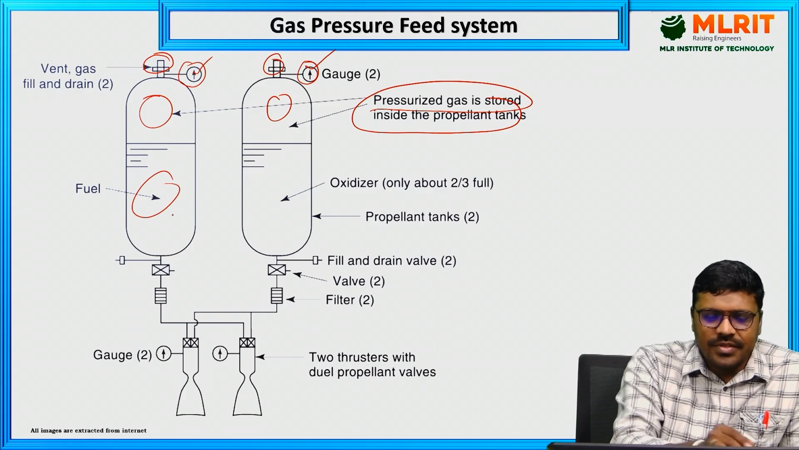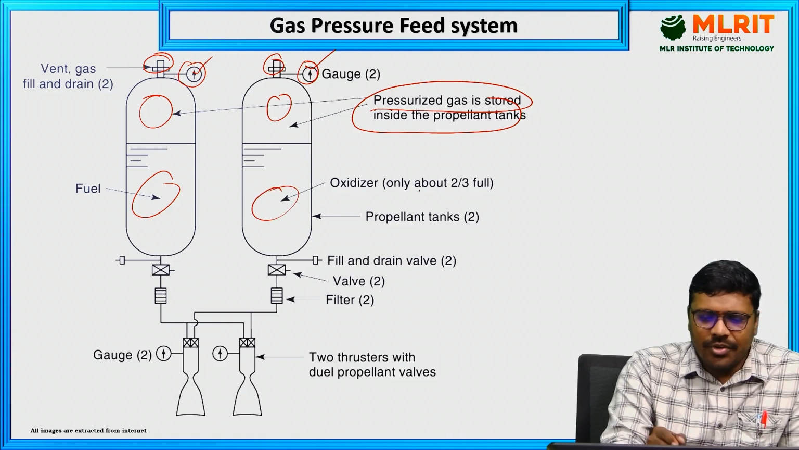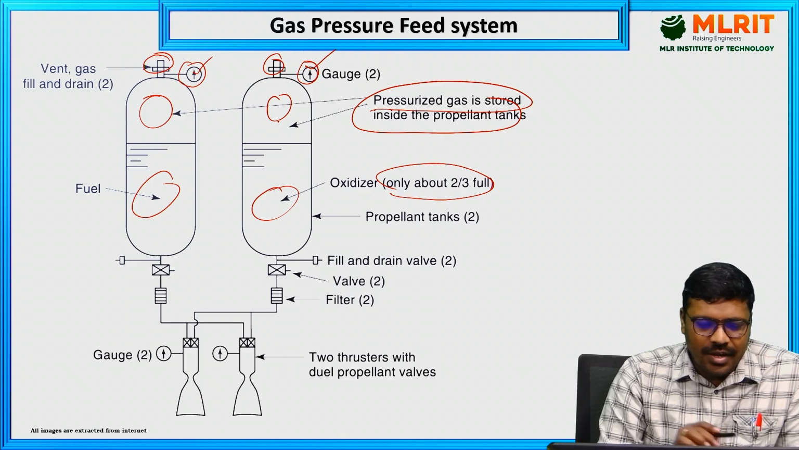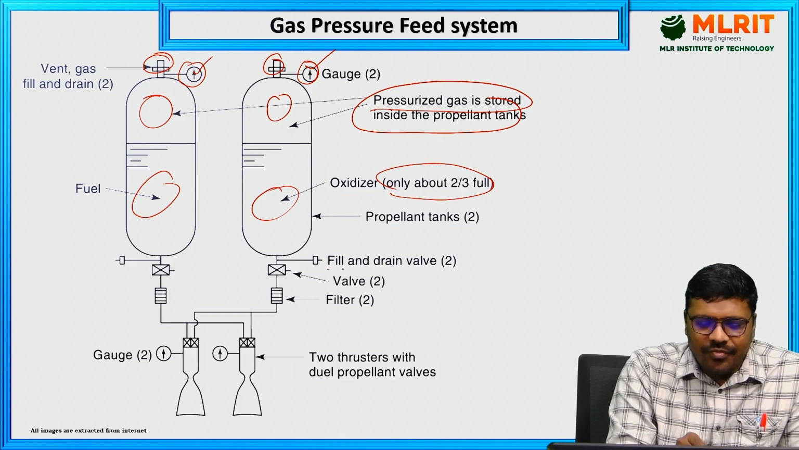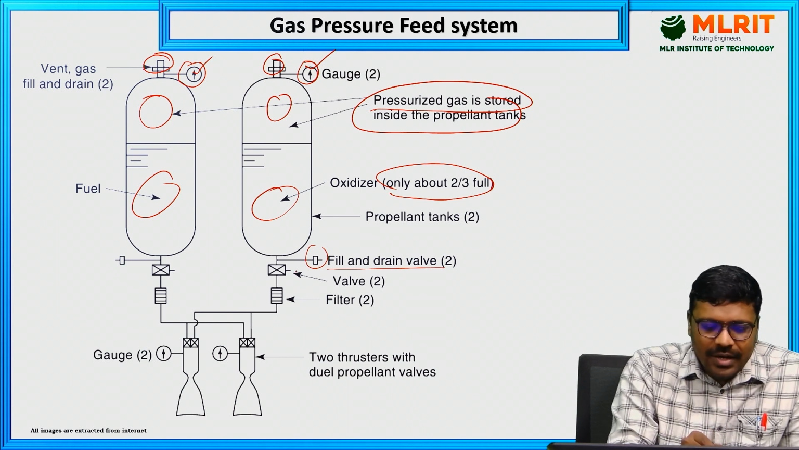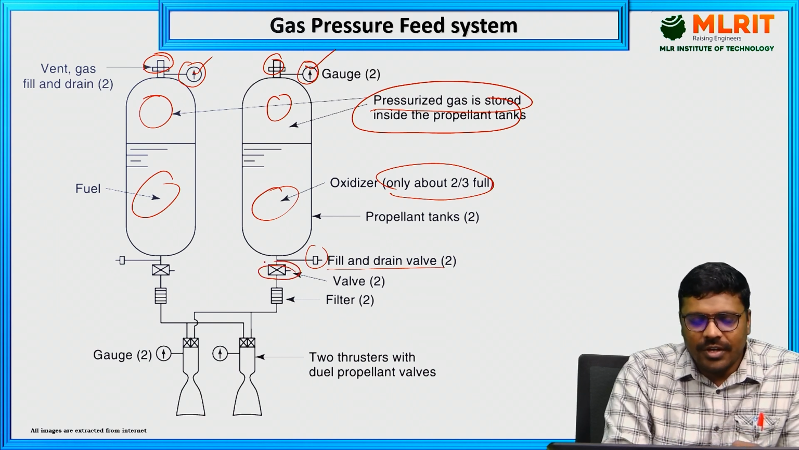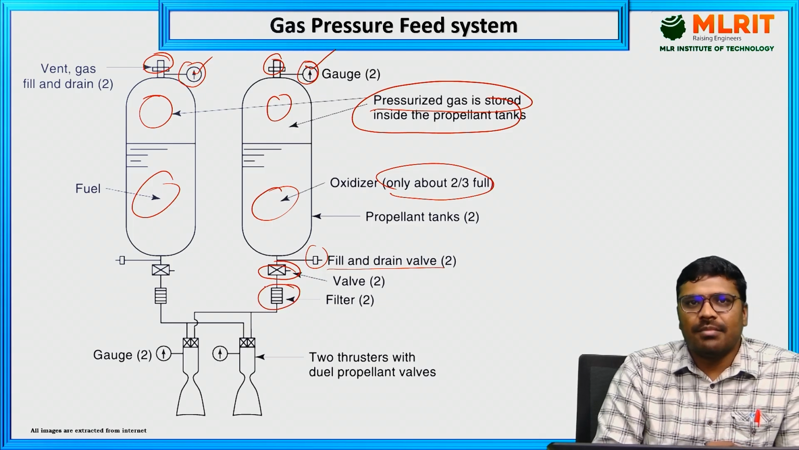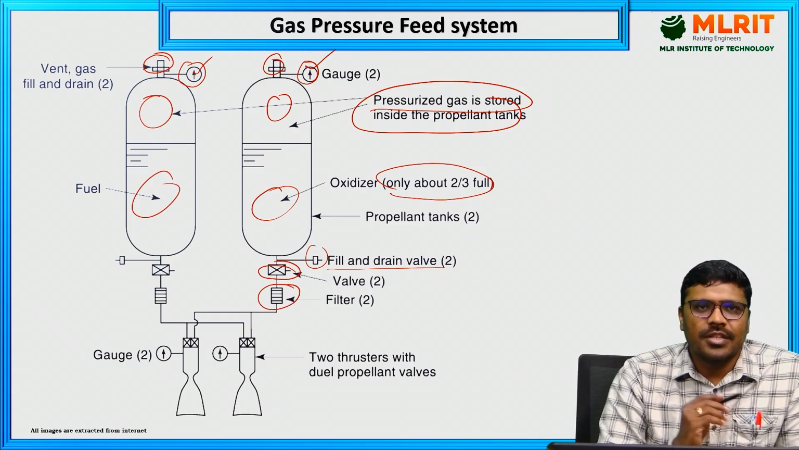And here this is a fuel and oxidizer. Only 2/3 is filled because we have to store high pressure gas in this tank. Fill and drain valves: we can fill the propellant tank and drain it with the help of drain valves. And this valve is to control the flow rate, and filters remove any contamination in the stored propellants.